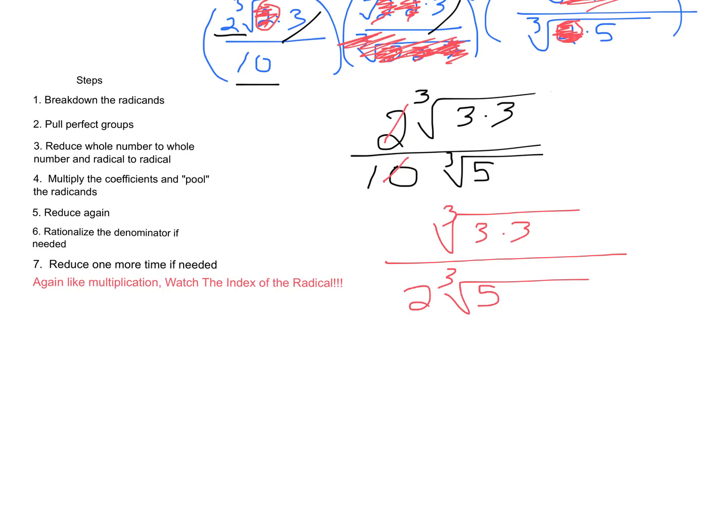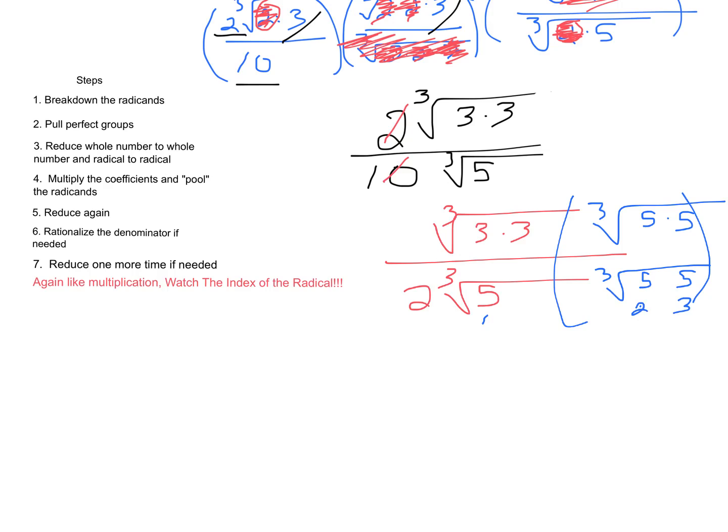Alright, now I have to rationalize the denominator. Okay, now again, realize I'm dealing with a cube. I've got 1, 5, 2, 3 makes a perfect group. 5 times 5, cube root, 5 times 5.